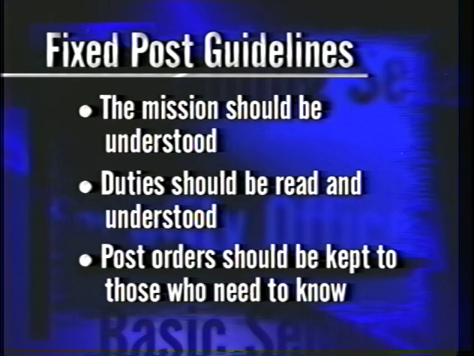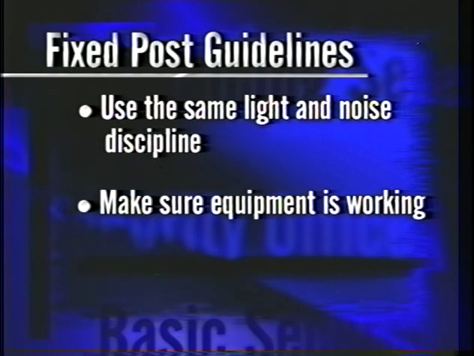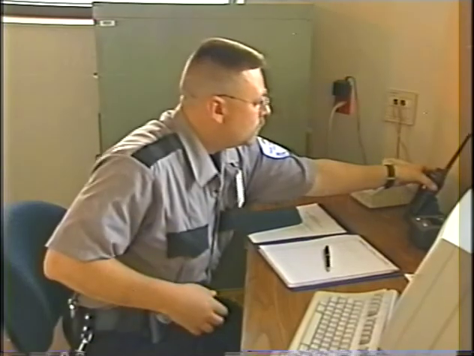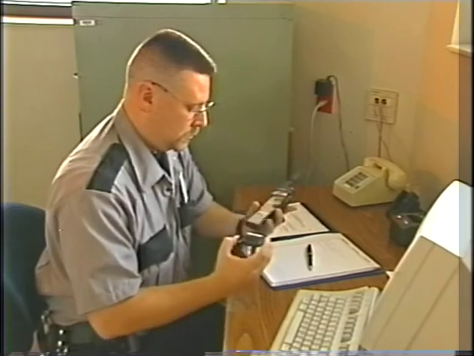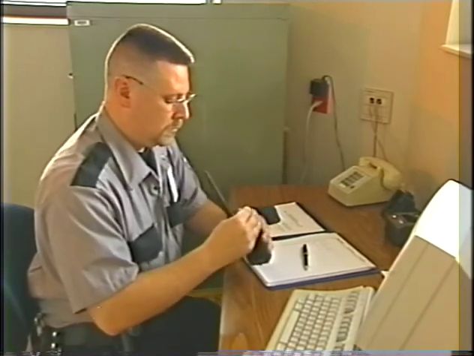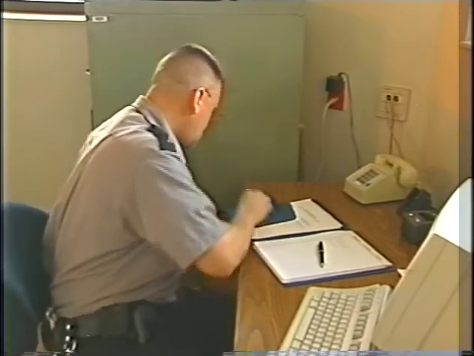Three, post orders should be kept to those who have a need to know. Four, use the same light and noise discipline that you would on mobile patrol or foot patrol. Five, make sure that all your equipment is working the way it's supposed to. Once you assume control of the post, you are responsible for all of the equipment that's on the post. If it didn't work when you got there and you accepted it, then it's your problem.